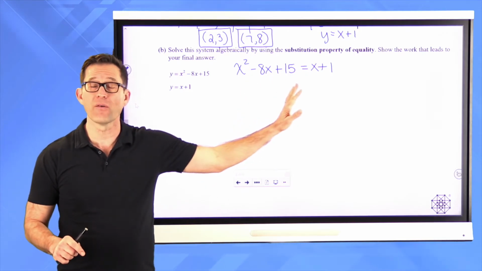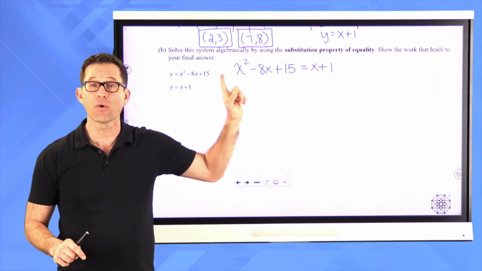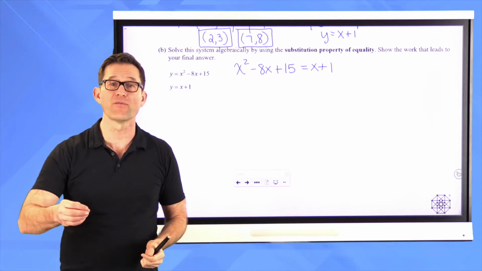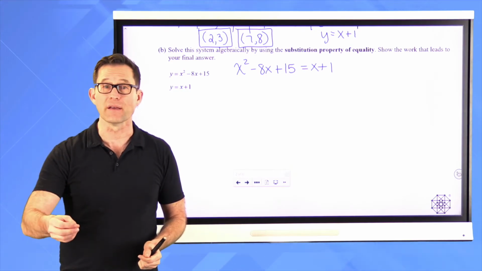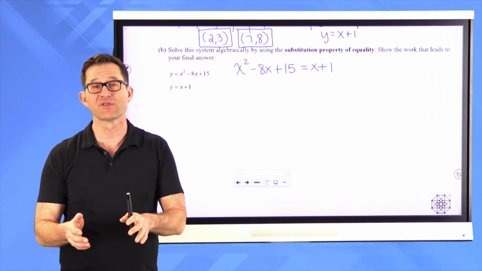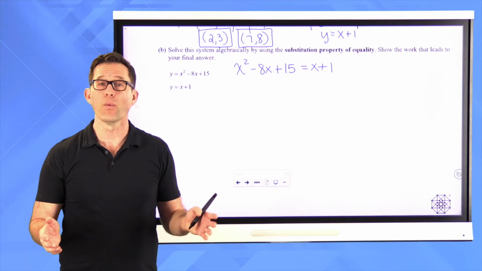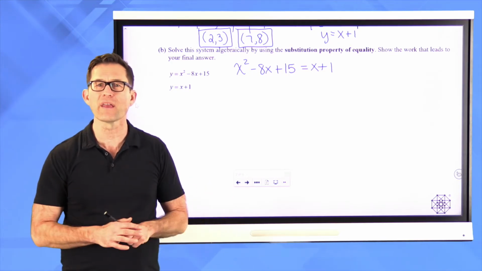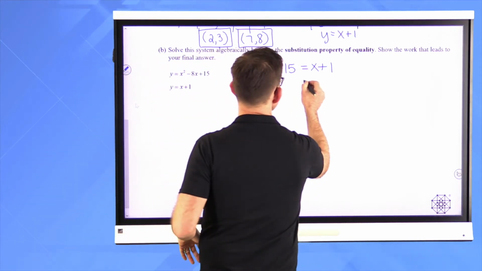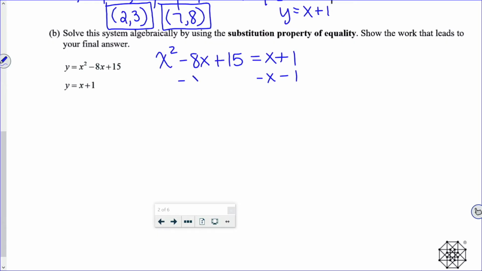Now, how do I solve this algebraically? Well, since the equation has an x squared in it, I have to use one of the techniques I've used to solve quadratic equations. We have two techniques: solving by completing the square, and solving by factoring. Which one I use, I still want to get everything on one side of the equation. So let's subtract an x and a 1 from both sides of this equation. That's going to give me x squared minus 9x plus 14 is equal to 0.